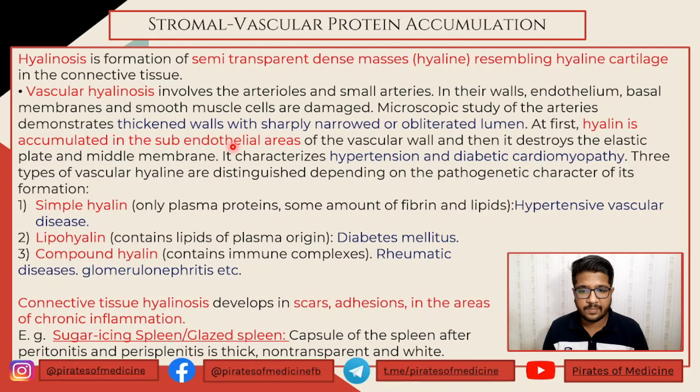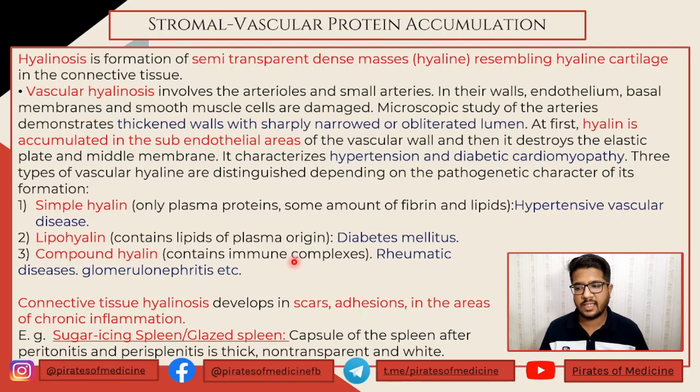Now, on the basis of pathogenetic character, hyaline can be of three types. We have simple hyaline, which is made up of only plasma proteins. There can be some fibrin and some lipids. This is characteristically seen in hypertensive diseases. So in hypertension, we have simple hyaline accumulation inside the arteries. Lipohyaline is seen in diabetes mellitus, and it contains lipids of plasma origin. So the hyaline has lipids inside it. Then we have compound hyaline, which contains immunocomplexes, which is seen in rheumatic diseases and glomerulonephritis.